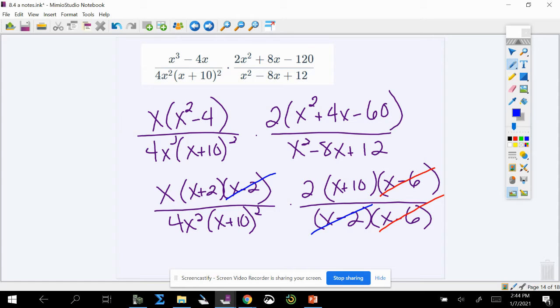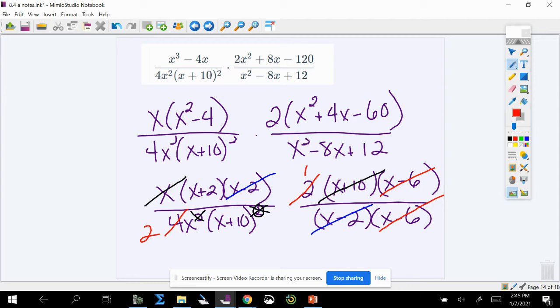With the x plus 10s, one thing to notice here, I have one x plus 10 here. I actually have 2 of them here. So when I cancel, it's going to cancel one of them. I'm still going to have an x plus 10 in the bottom. What else? This x will cancel with one of these x's. And this 2 will reduce with this 4 and give you 1/2.